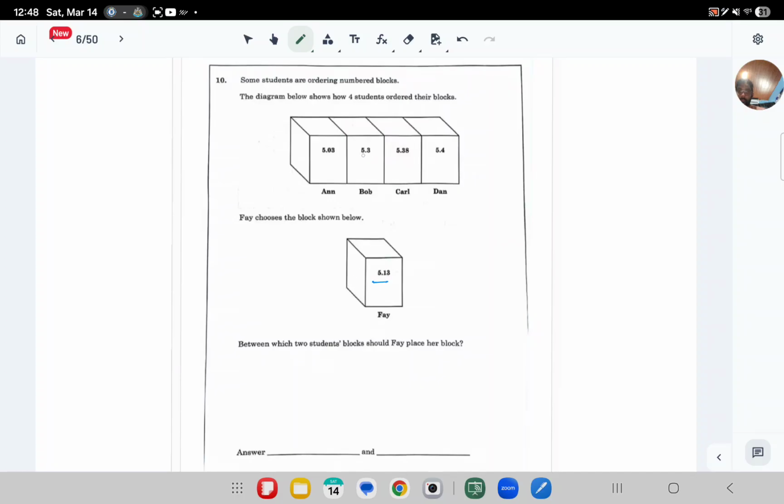We know 5.13 is less than 5.3, so it needs to come before Bob. But then when we look at Anne, we know it's 5.03, which is less than 5.13. So Faye will come between Anne and Bob.